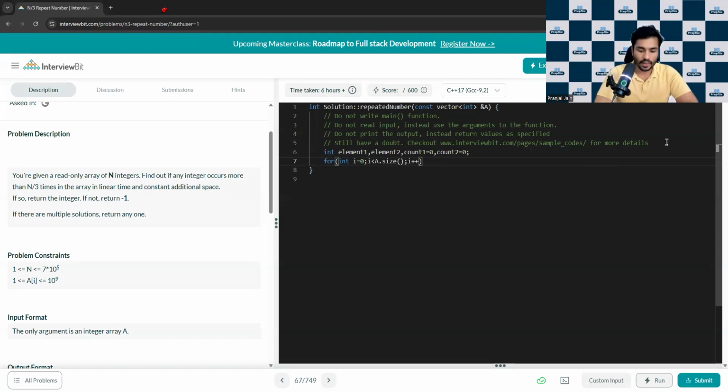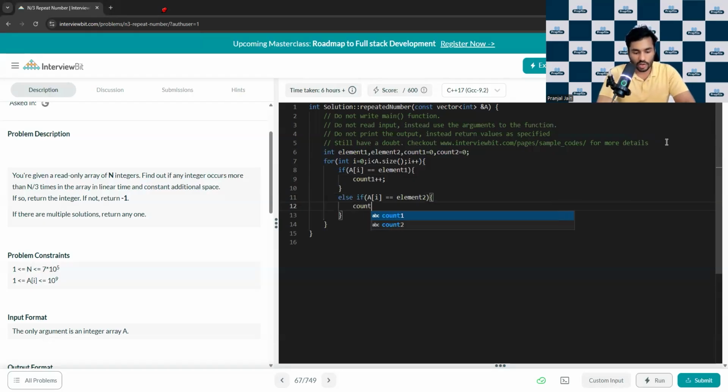Now, first of all, we'll check if this new soldier is from army 1 or 2. If it is equal to element 1, we do a count 1 plus plus. That means another soldier of army 1 has joined the battlefield. Then we'll check if it is from army 2 or not. This will tell us whether another soldier of army 2 has joined the battlefield or not.